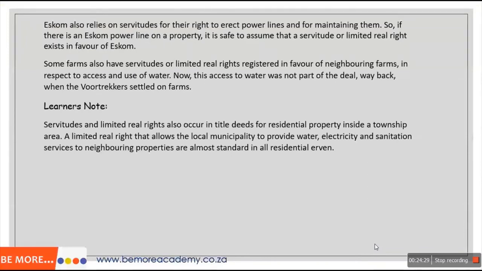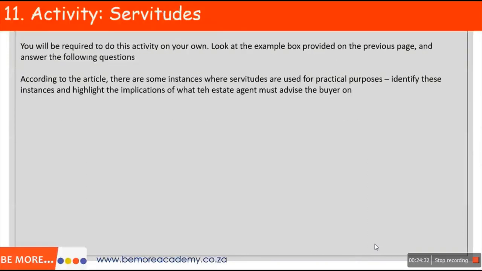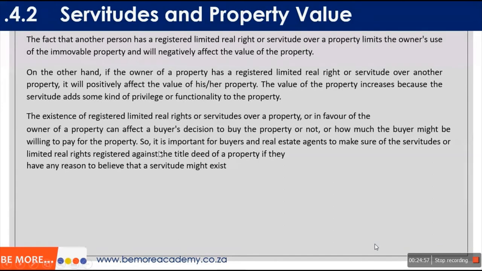Activity 11, you will be required to do this activity on your own. Look at the example boxes provided on the previous page and answer the following questions. According to the article, there are some instances where servitudes are used for practical purposes. Identify these instances and highlight the implications. Servitudes and property value: the fact that another person has registered limited real rights or a servitude over the property limits the owner's use of the immovable property and will negatively affect the value of the property.